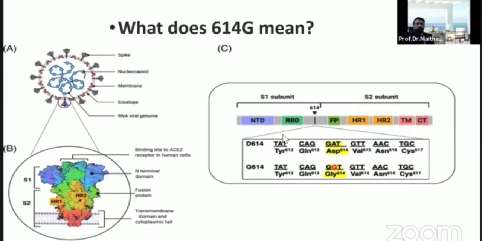So, what does D614G mean, as in this figure? Let us explain what D614G means. D614 means the original form, and the mutant form is referred to as D614G.